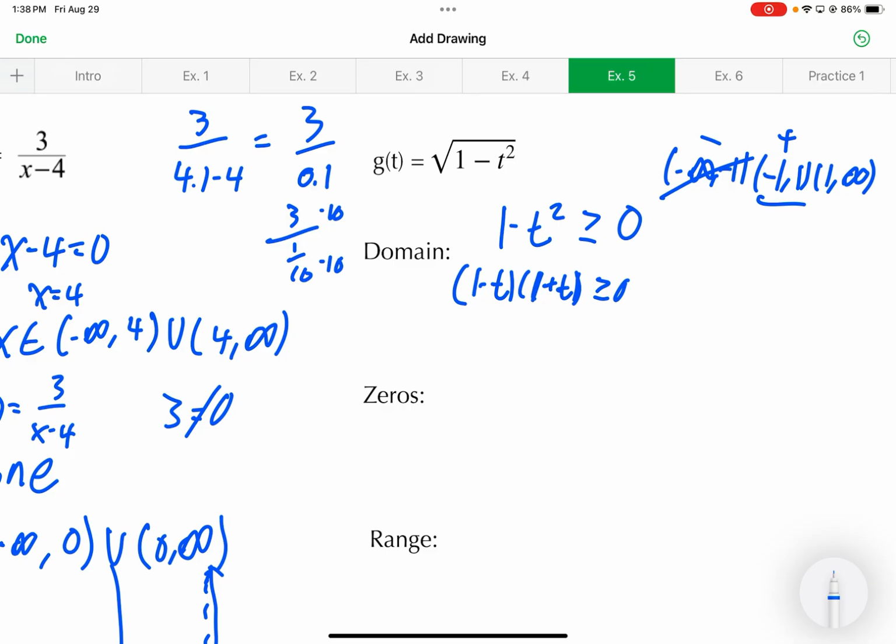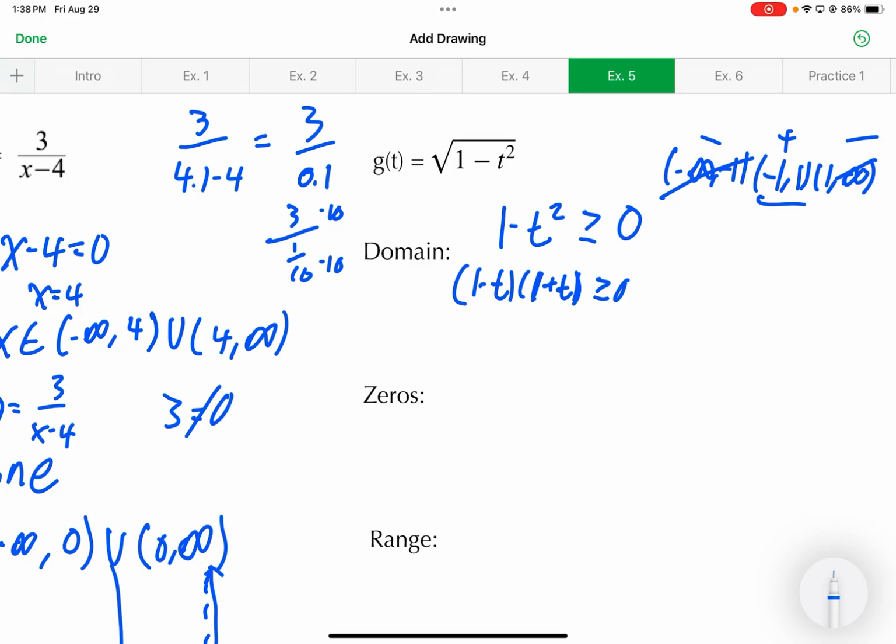All right, what about from 1 to infinity? Do you want to test 2 or do you want to test 1,000,000? 2. Very good, let's test 1,000,000. So if we do 1 minus 1,000,000, positive or negative? Negative. And then 1 plus 1,000,000? Positive. Very much positive. So a negative times a positive is going to give me a negative. I don't want that interval.